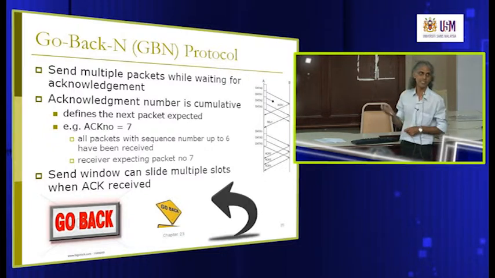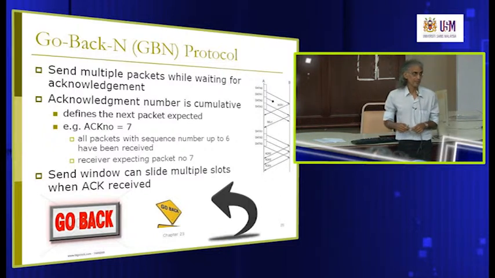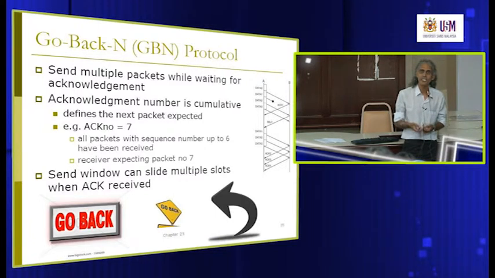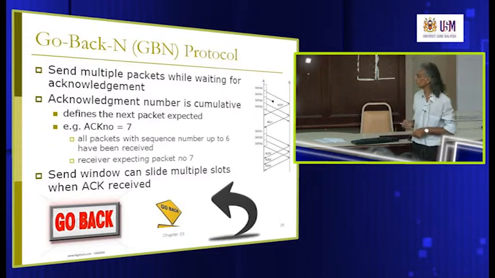Cumulative means that, for example, if acknowledgement 7 is sent, it means that all packets with a sequence number before 7, up to 6, have been received correctly, and the receiver is expecting the next packet to be packet number 7. Right? So whatever packets have been sent earlier, I have received all. I'm going to say send me packet number 7. So now the sender can assume that any packet sent before packet 7 has been correctly received. Right? So one single acknowledgement for multiple packets sent. So we save time in this sense.